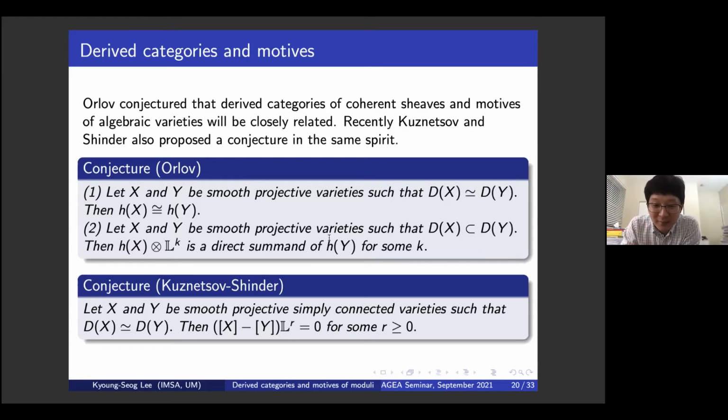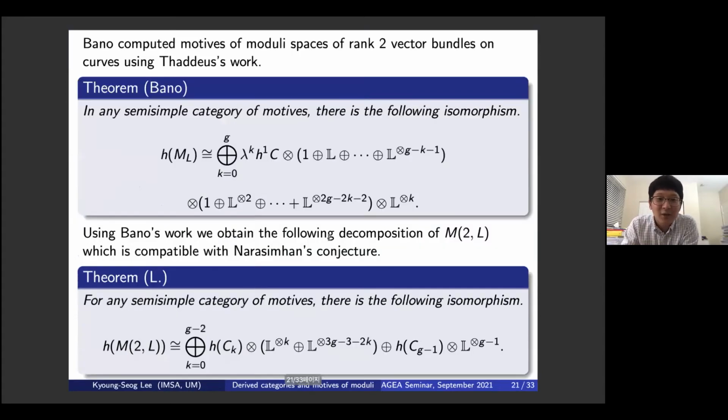Okay, if not, let me go further. In any case, the motive of the moduli space of rank 2 vector bundles is quite well known. Indeed, Bano computed this motive for the rank 2 case using Thaddeus's work. He proved that for any semi-simple category of motives, there is the following isomorphism.